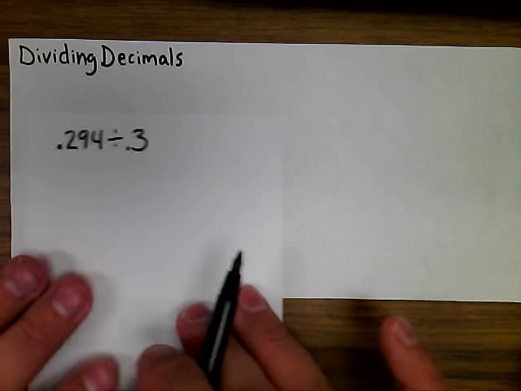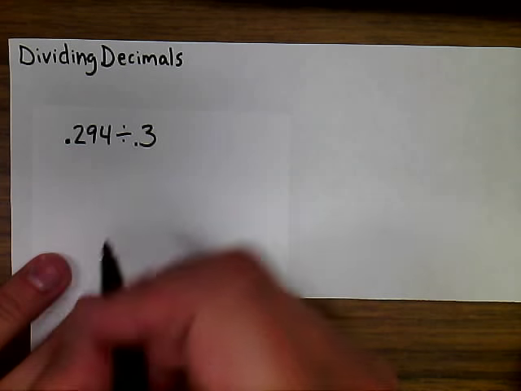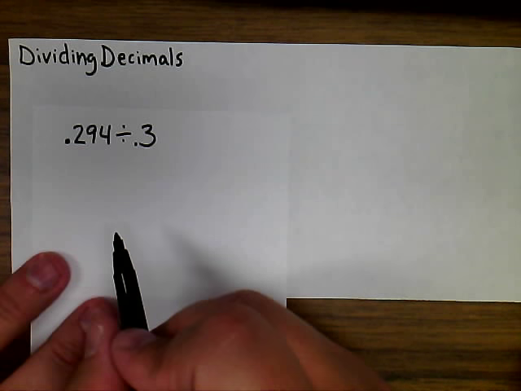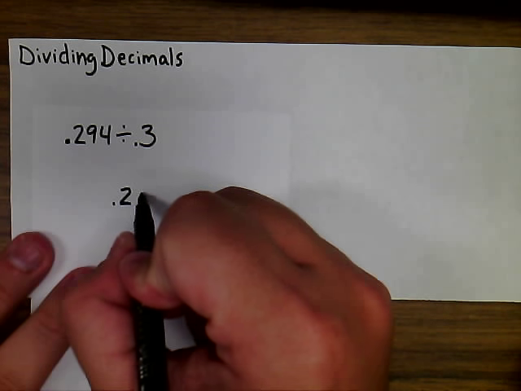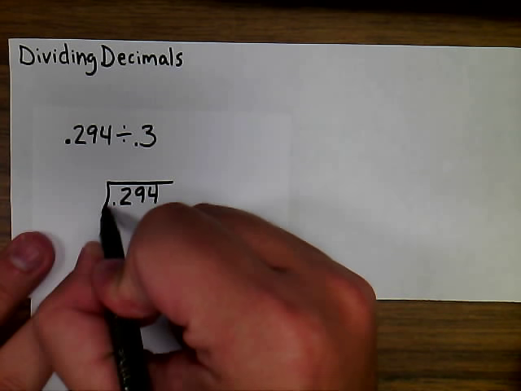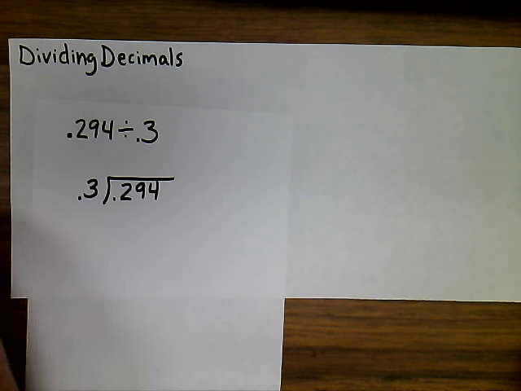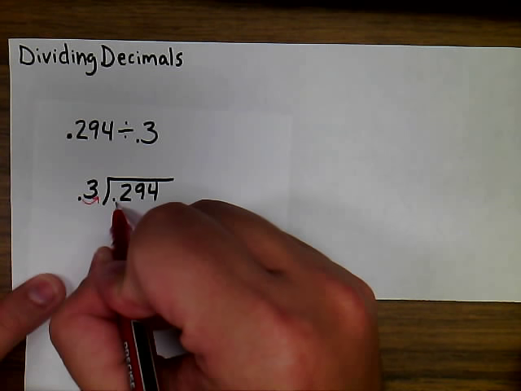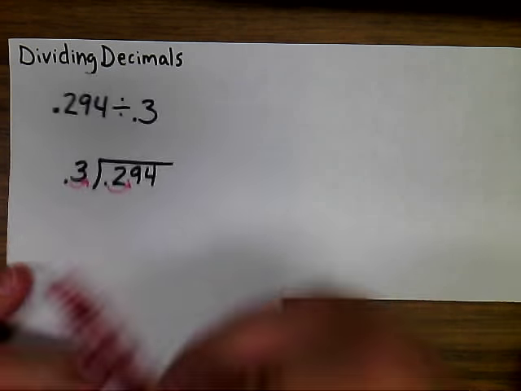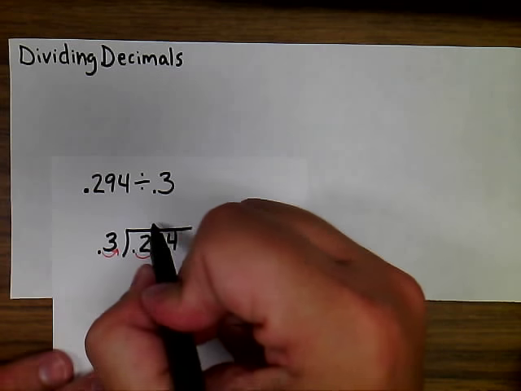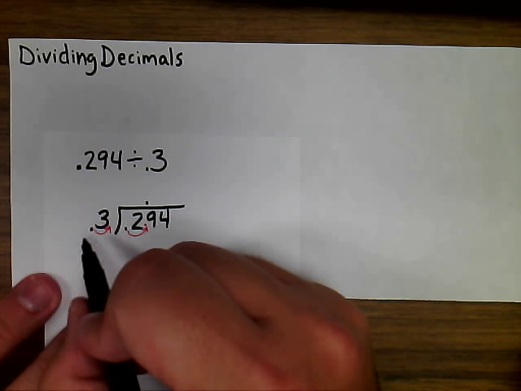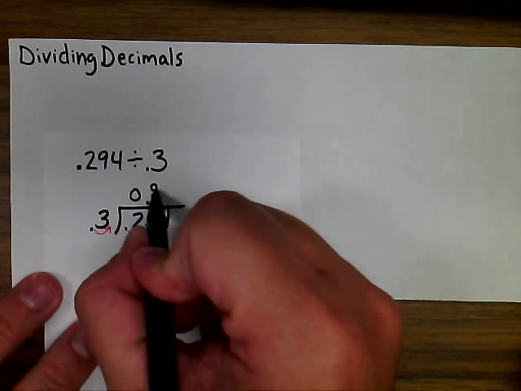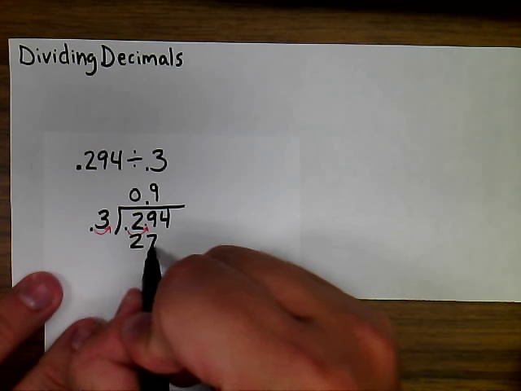In our last example, we're going to do 294 thousandths divided by 3/10. And you'll note that when we change our divisor into a whole number by multiplying it by 10, we'll do the same thing in this one and bring that decimal point straight up. In this case, 3 goes into 2 0 times. 3 goes into 29 9 times. 9 times 3 is 27.